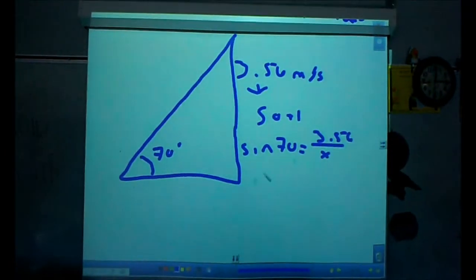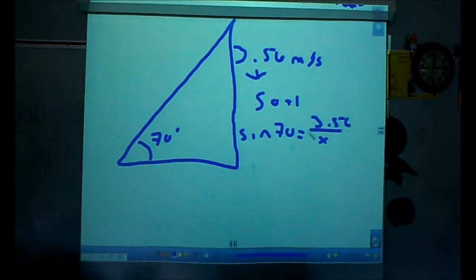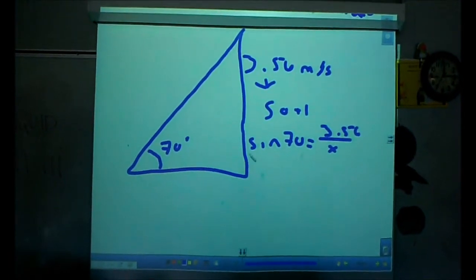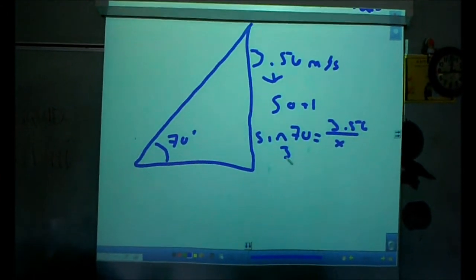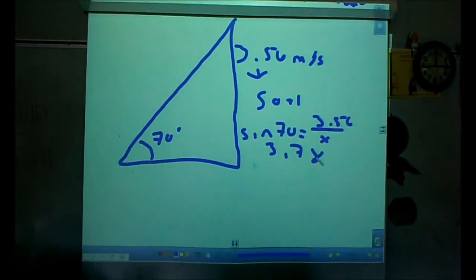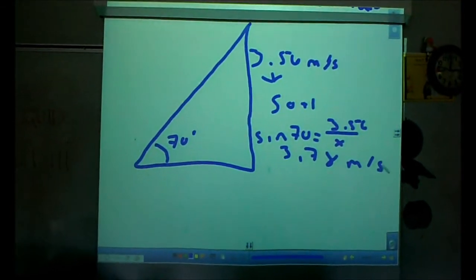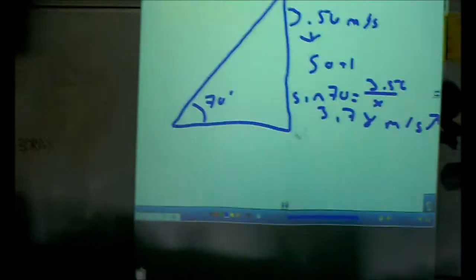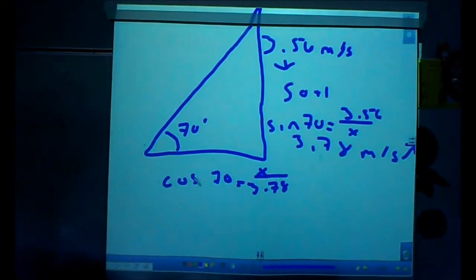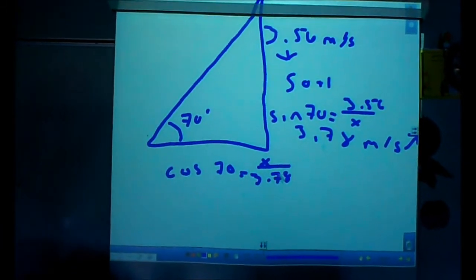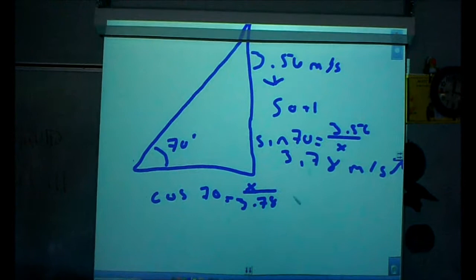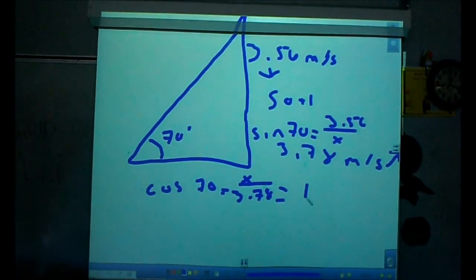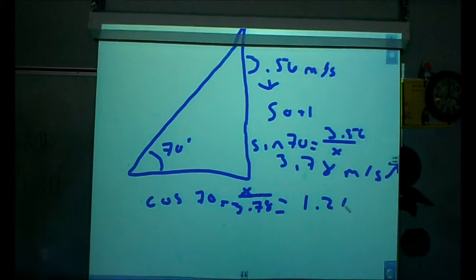To find the velocity of the hypotenuse, you need to use the sine of 70 equals 3.56 over x. So what you do is 3.56 divided by the sine of 70, which will give you 3.78 meters per second. Then, to find the horizontal velocity, you need to use cosine of 70 equals x over 3.78, which is the hypotenuse velocity. That would equal 1.29 meters per second.